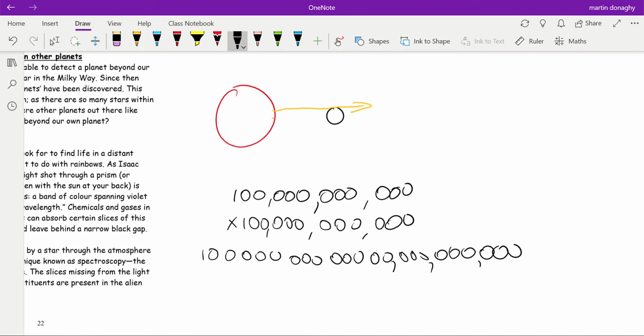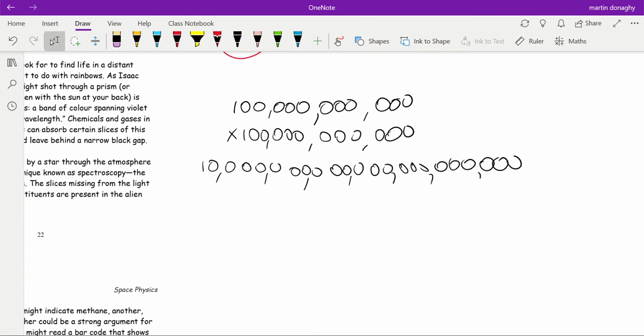Which is, no other way of putting it, an awful lot. That is more stars than there are grains of sand on planet Earth. If we assume our solar system is typical and there are about 8 planets around each of those, that gives us about that many planets out there.